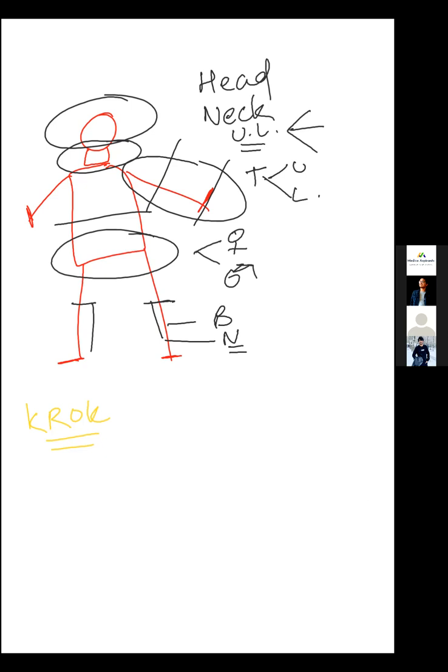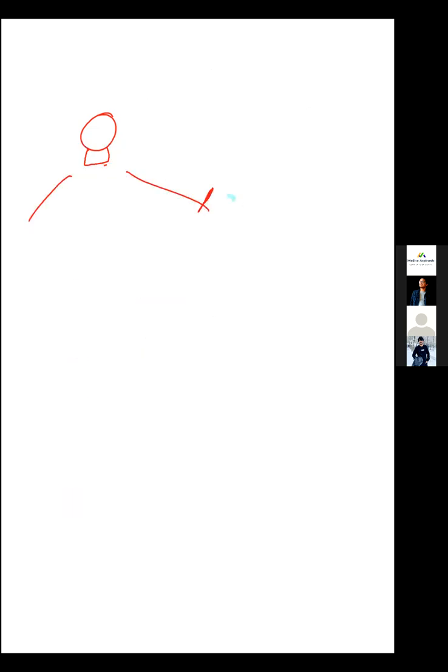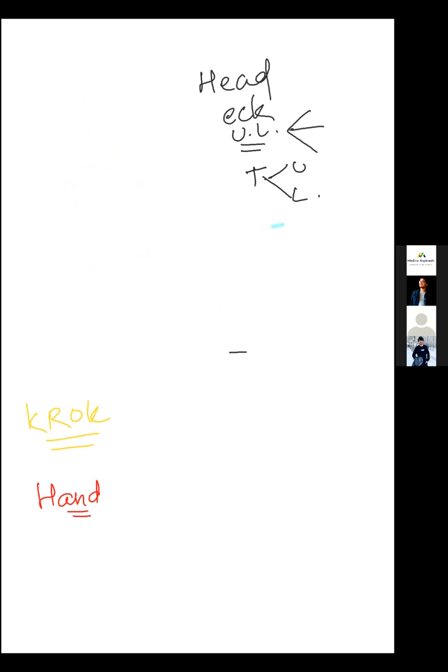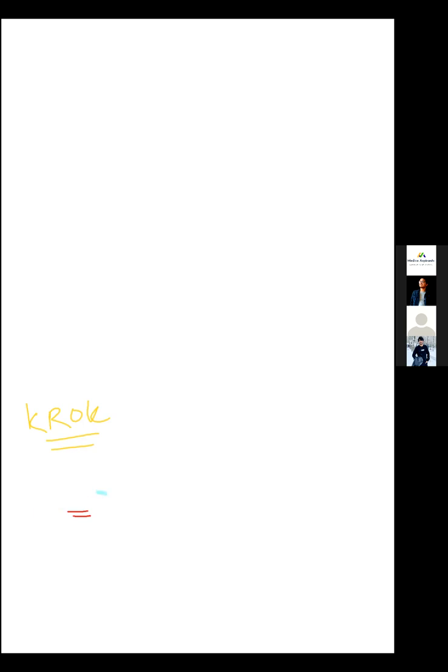Now we will go for the hand. When you start studying about the hand, in that moment, what do you have to remember? Let me write it down there. When you go for the hand, you have to start this section like this.